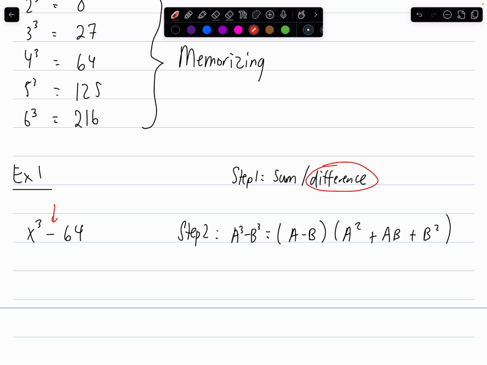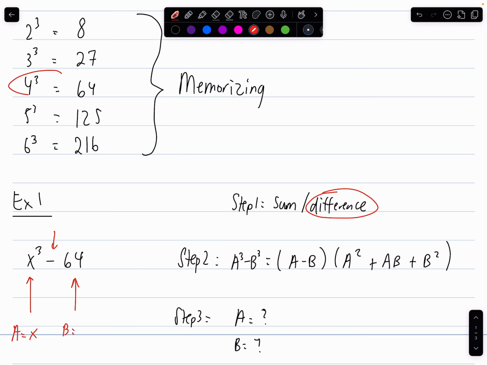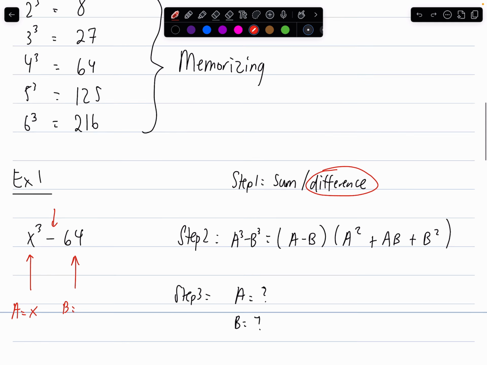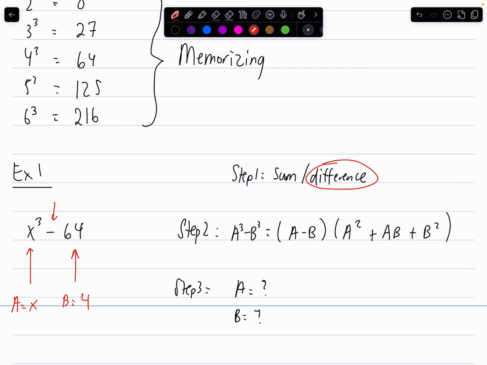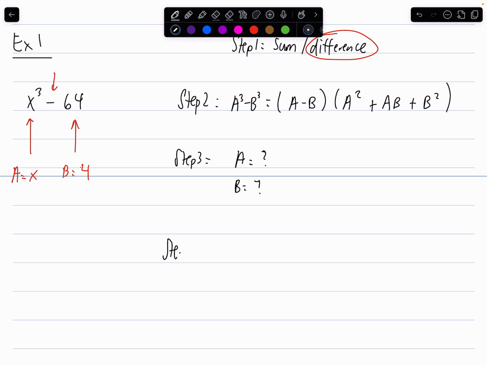If we look at this equation, what we need to first figure out is what is a and what is b. So step 3, we're going to find out what is a and what is b. If I look at this equation, my a is going to be x because it's x cubed, so my a has to be x. But my b is not 64, it's actually going to be the cubic form of 64. So what is 64? If I look at my memorized chart, my 64 is going to be 4 cubed. Therefore, b is going to be 4. Once you figure out a and b, you just plug it back into your equation.